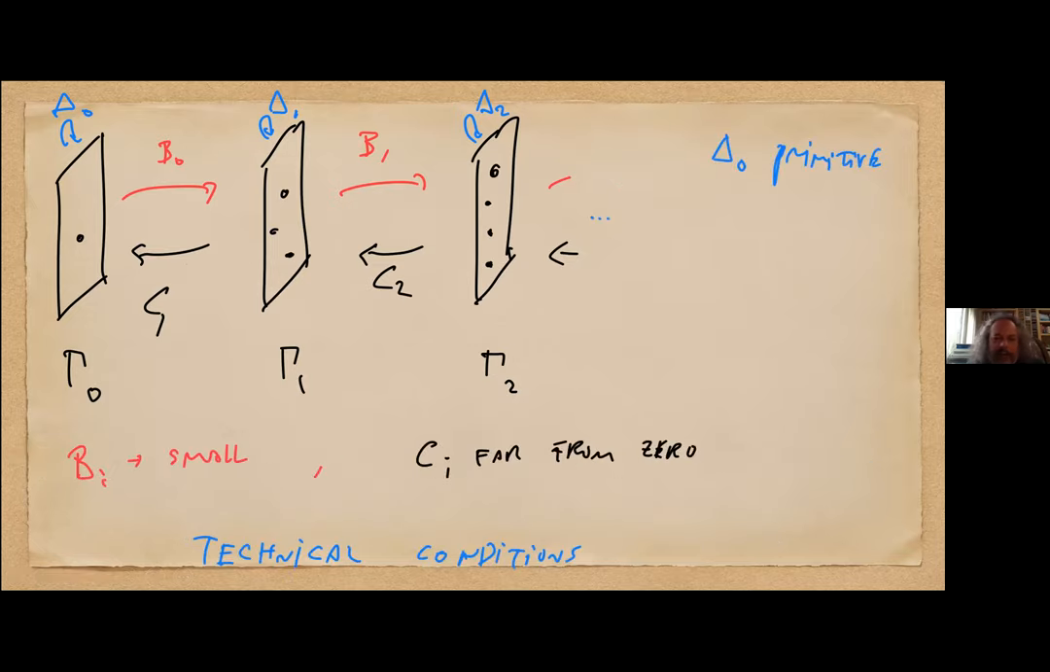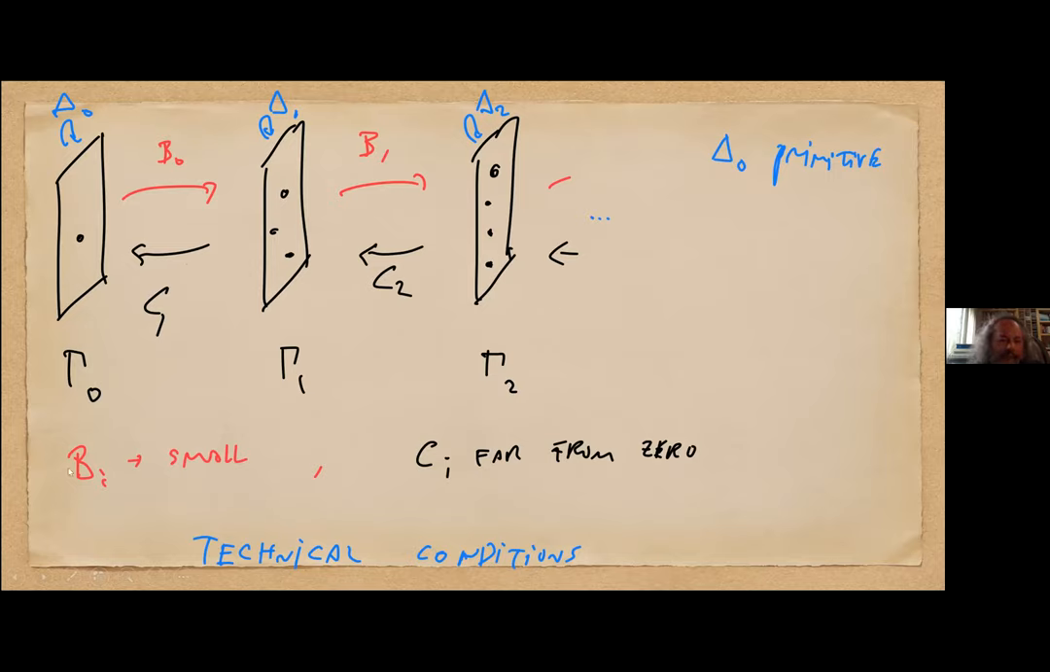So what about the technical conditions? Well, I'll just say a few words. They are that delta zero is primitive, meaning that every point in the layer gamma zero is connected to every other point in some sense. This is important in order to have the uniqueness of the measure. Without this condition, maybe we can have existence, but it's not necessarily unique. So this is primitive in order to assure uniqueness.